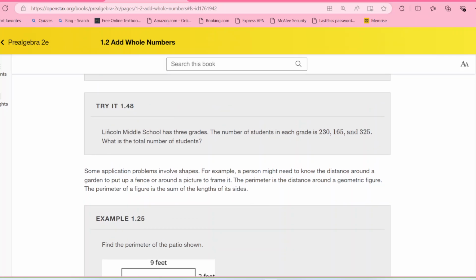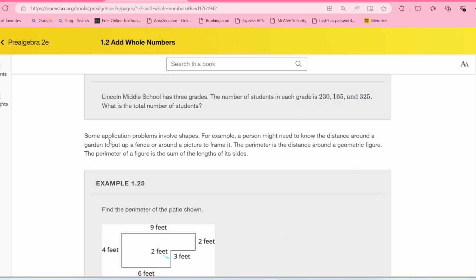So then after try it 1.48, we have a paragraph. Some application problems involve shapes. For example, a person might need to know the distance around a garden to put up a fence or around a picture to frame it. The perimeter is the distance around a geometric figure. The perimeter of a figure is the sum of the lengths of its sides. Right, that's the perimeter.